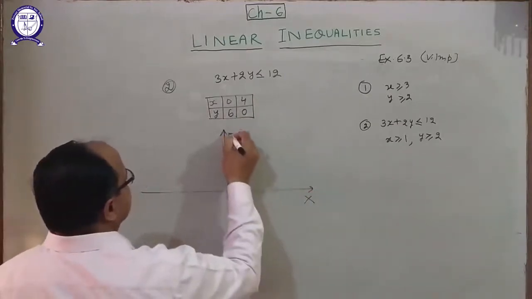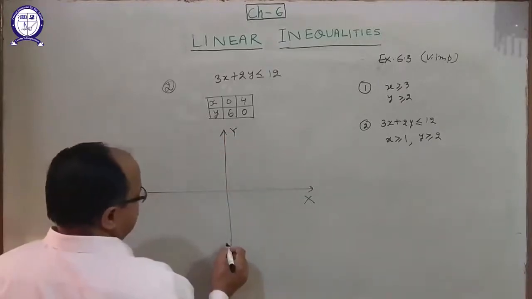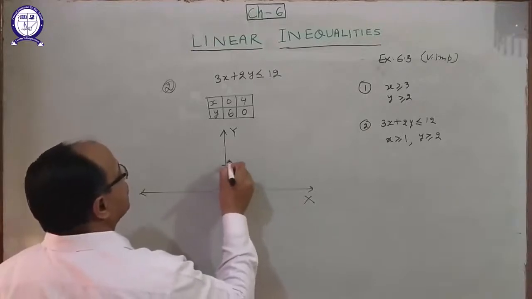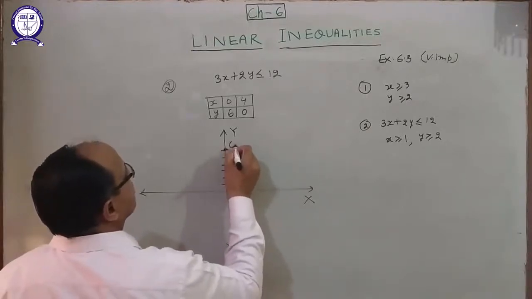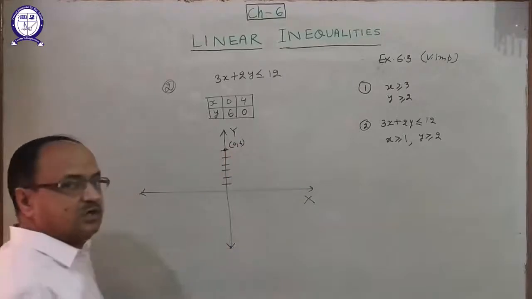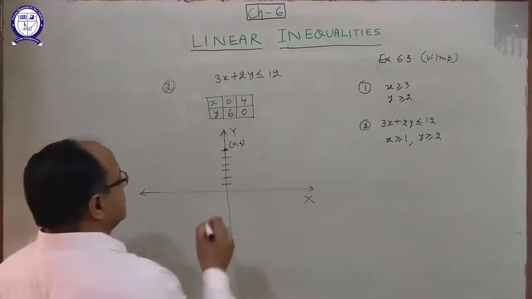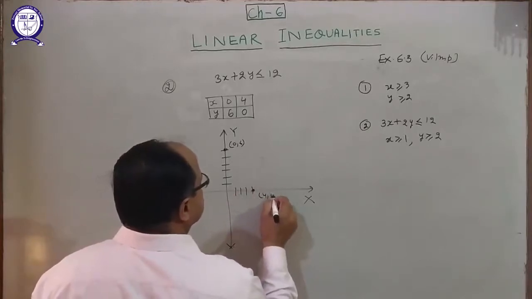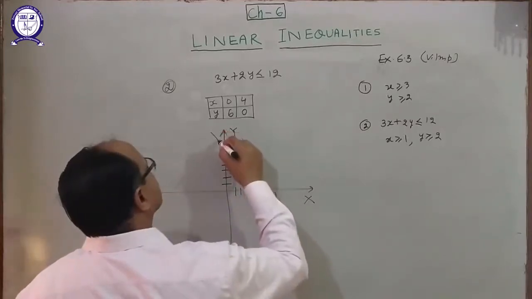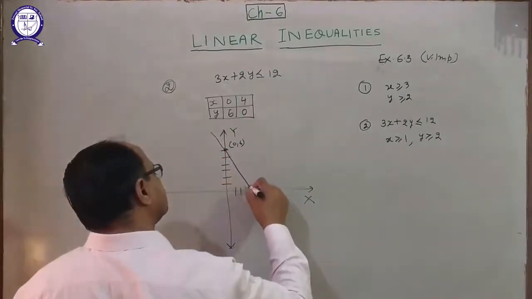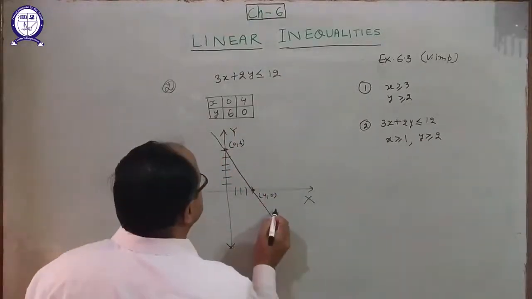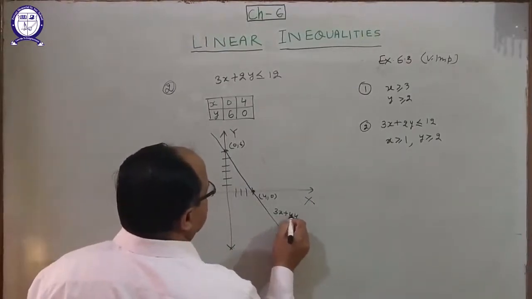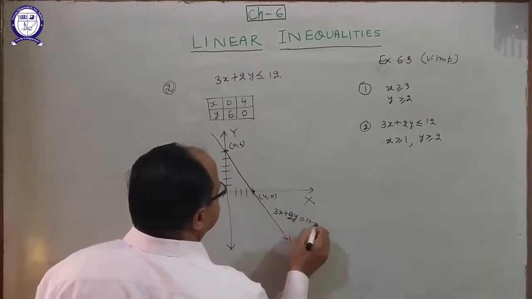x-axis, y-axis. 0, 6, 1, 2, 3, 4, 5, 6. This point is called 0, 6. And 1, 2, 3, 4, this is 4, 0. Draw the line. This is the graph of 3x plus 2y is equal to 12.